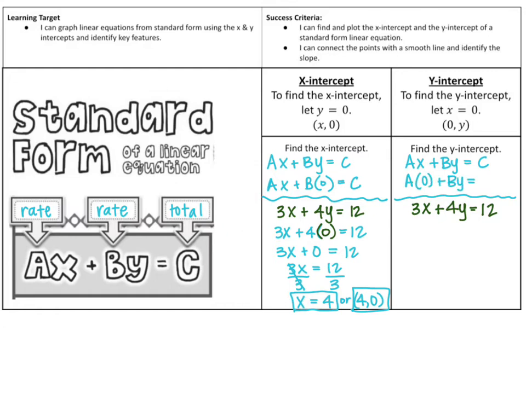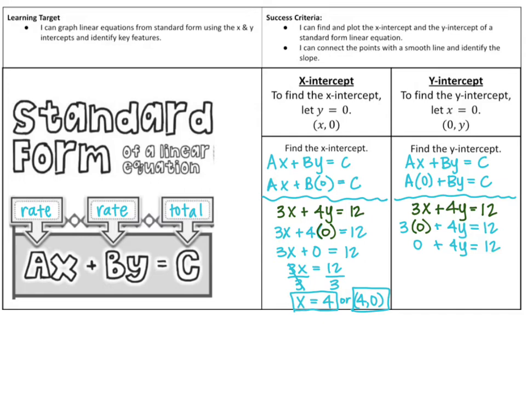So if we have 3x plus 4y equals 12, then I'm going to take 3, and instead of x, I'm writing 0 plus 4y equals 12. 3 times 0 is 0. 0 plus 4y equals 12.